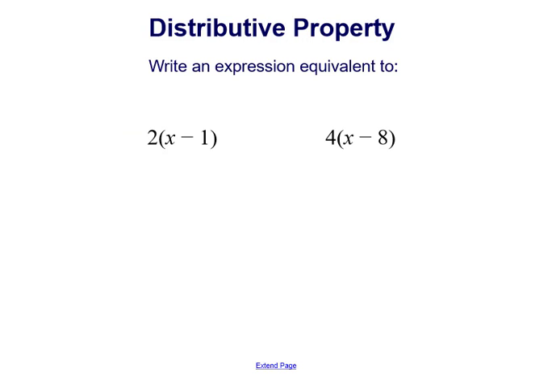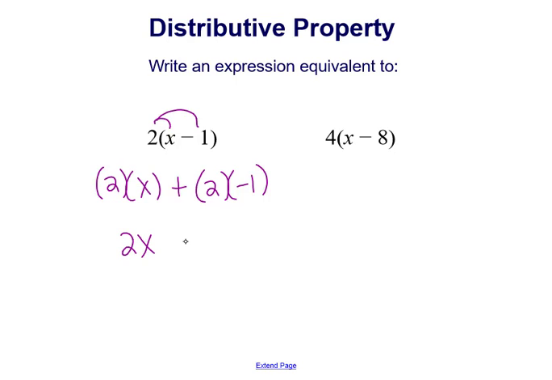Here are 2 more to try now where we have subtraction inside the parentheses. But just think that's adding a negative number. So when we're distributing, we're still going to take that number on the outside and multiply it to everything on the inside. So for the first example, we're multiplying 2 to everything on the inside, to the x minus 1. So first we'll have 2 times x plus 2 times negative 1. And that can simplify to 2x plus negative 2, or just minus 2.